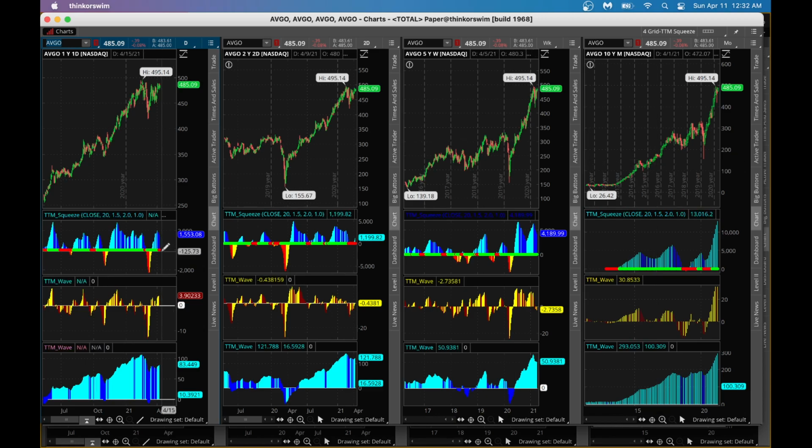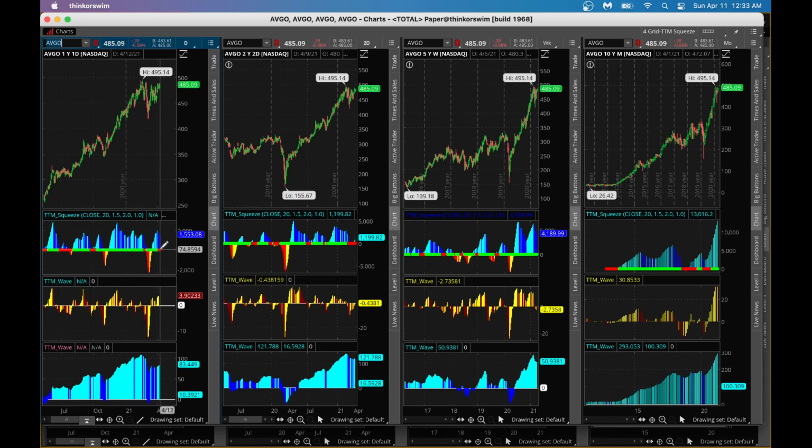I got a squeeze in the daily chart. So when there is a red dot, it's telling that the Keltner tunnel is within the Bollinger Band. So it's telling there is a volatility compression going on, and at this point, the volatility has to expand. When that happens, stock price will go up, and option price will also go up. So in this case, there is a compression right now.